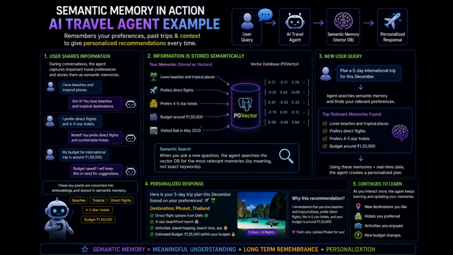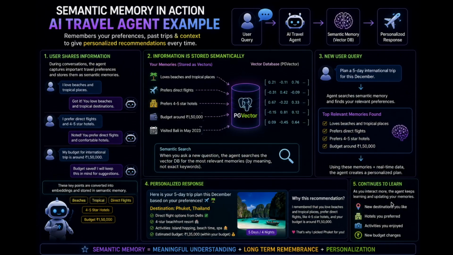The answer looks like this: here is your 5-day trip plan this December based on your preferences. Destination is Phuket, Thailand. Direct flight details from Delhi. 4-star hotel, and activities based on the information we have sent. Based on that, it suggests these activities, and the estimated budget is within the budget I sent before. And the recommendation: remember that you love beaches and tropical places, prefer direct flights, 4 to 5-star hotels, and all the details. That is why I picked Phuket for you.